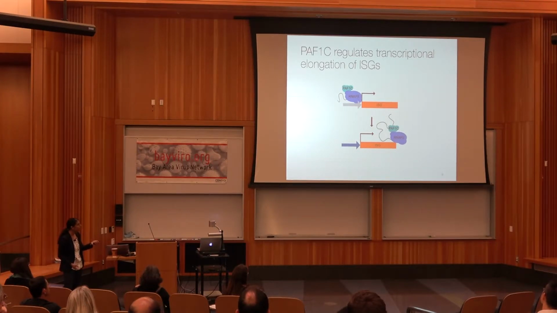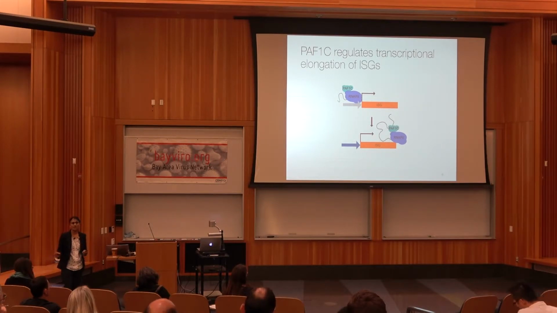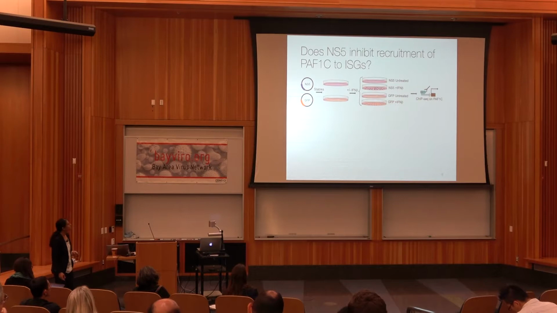It's also recruited to the 3' end of these gene bodies, where it facilitates 3' end processing of the fully elongated transcripts. And so what we wanted to know is whether NS5 in any way inhibits PAF1C recruitment to these ISGs. And so to answer this question, I performed the following experiment.